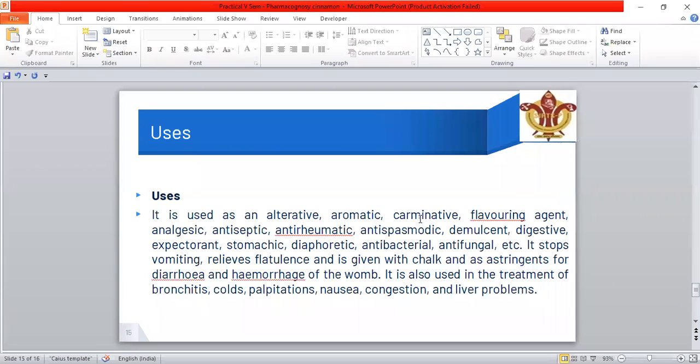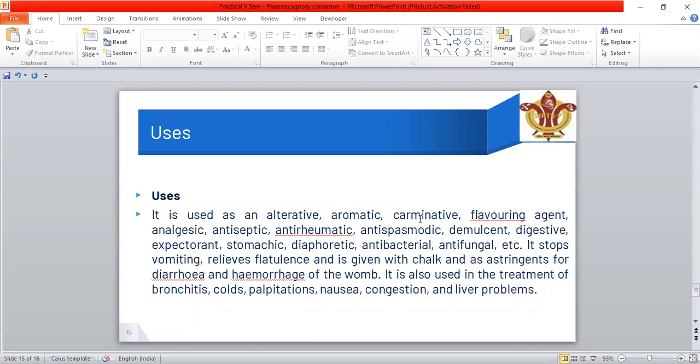Cinnamaldehyde, from the cinnamon, is basically used as an aromatic carminative. Aroma जो produce करते हैं उसे aromatic कहते हैं. Carminative which removes the gases from your intestine, as a flavoring agent. Analgesic which removes pain. Antiseptic, septic which removes the infection. Antirheumatic, for rheumatism, antispasmodic, removes spasm as well. Demulcent, digestive, expectorant, stomachic, diaphoretic, antibacterial, antifungal, etc.